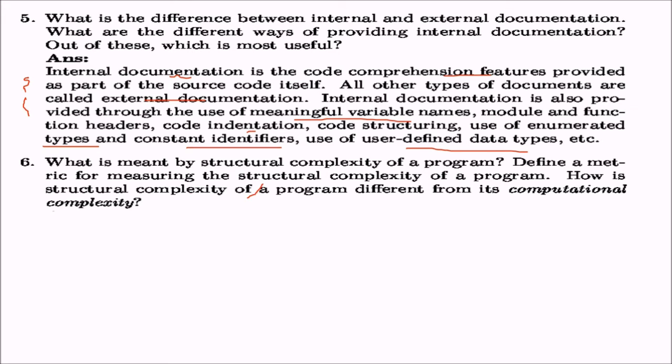Sixth, what is meant by structural complexity of a program? Define a metric for measuring the structural complexity of a program. How is structural complexity of a program different from the computational complexity?